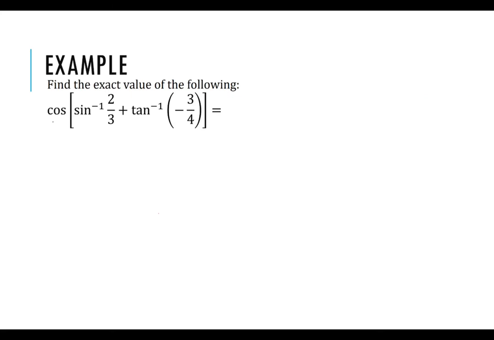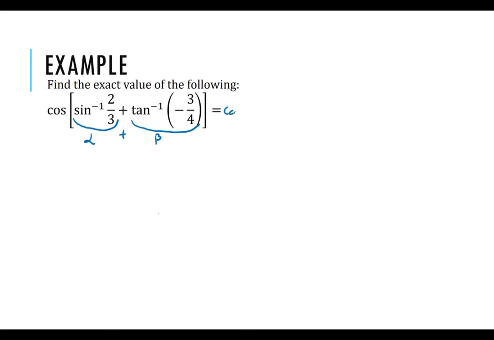So the first thing we should recognize with cosine of sine inverse of 2/3 plus tangent inverse of negative 3/4 is that really, remember that inverse trig functions are angles. And so this is the same thing as alpha plus some beta, where alpha and beta are angle measurements. Now we're going to have a little bit of work to do to find the exact value, but let's get started by just breaking this up using the cosine sum definition.